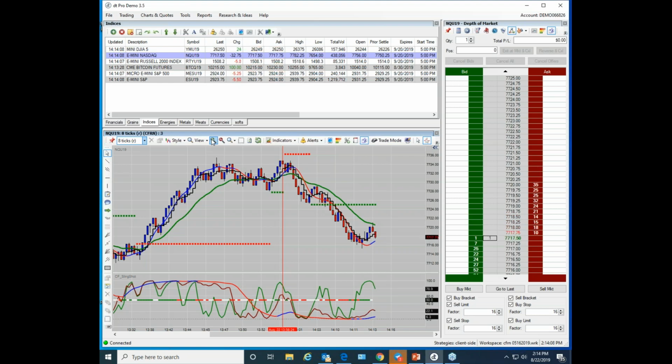But after 2 o'clock, and as we get closer to the close, there's going to be some people positioning, squaring away positions and stuff like that. And sometimes you get some movement then.